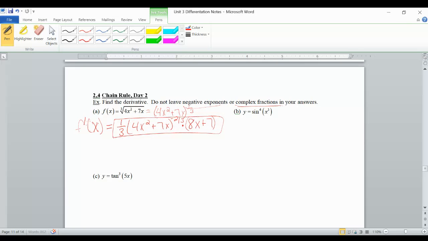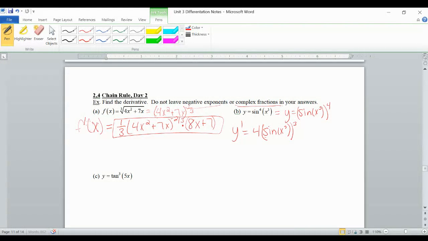Moving on to part B. Part B says y equals sine to the 4th of x cubed, which if you recall from yesterday, we want to rewrite this as y equals sine of x cubed, all of this raised to the 4th power. And then again, we've got a chain rule problem. So we've got y prime equals 4 times sine of x cubed.